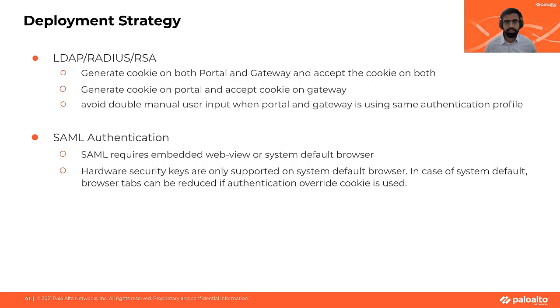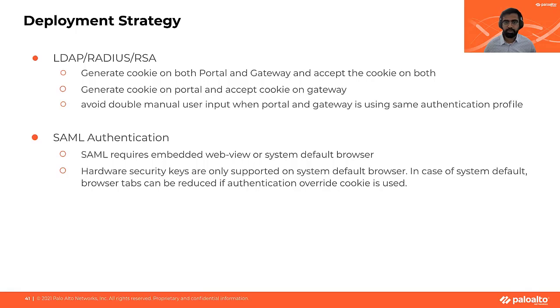So use case number 2 is specifically for SAML deployments. In regards to SAML deployments, SAML requires the embedded web view or the system default browser. And in this case, starting with 5.2, GlobalProtect supports SAML authentication using the default browser on the endpoint. The hardware security keys that are FIDO or U2F compliant are only supported on the system default browser.